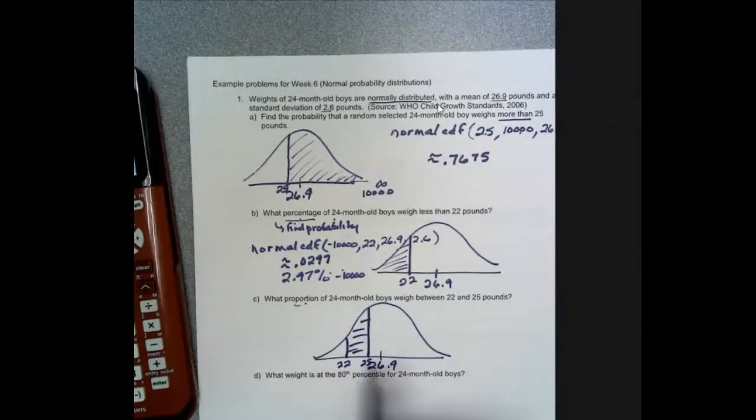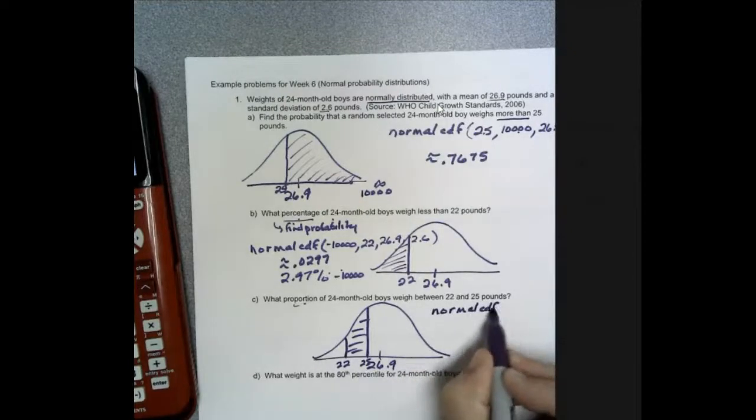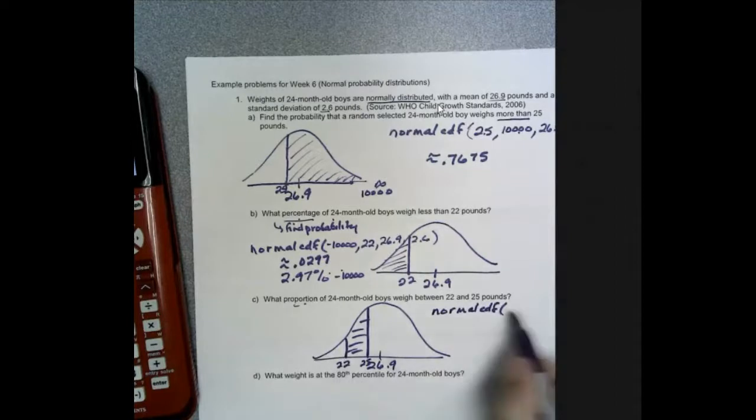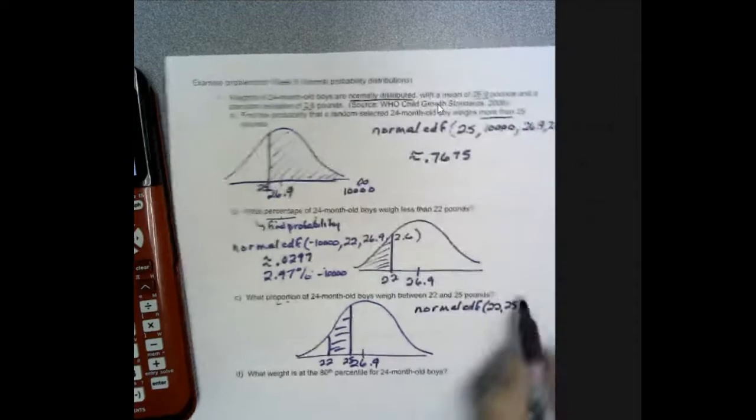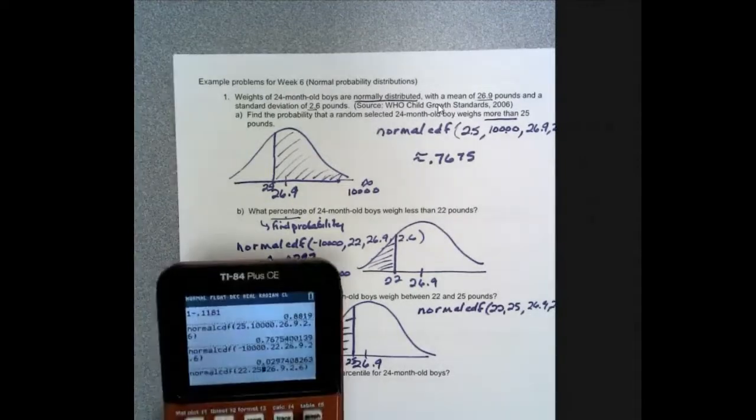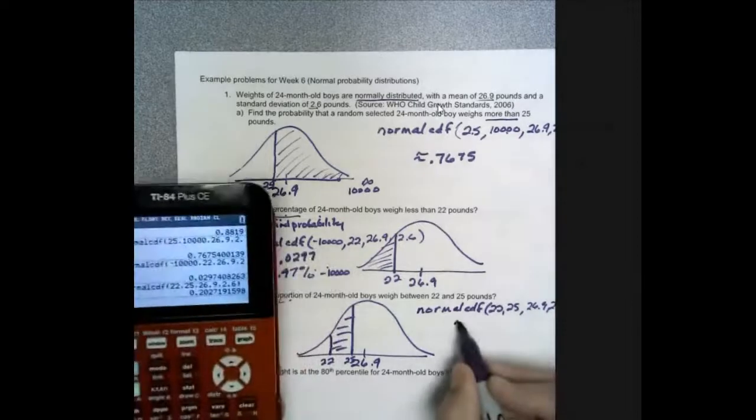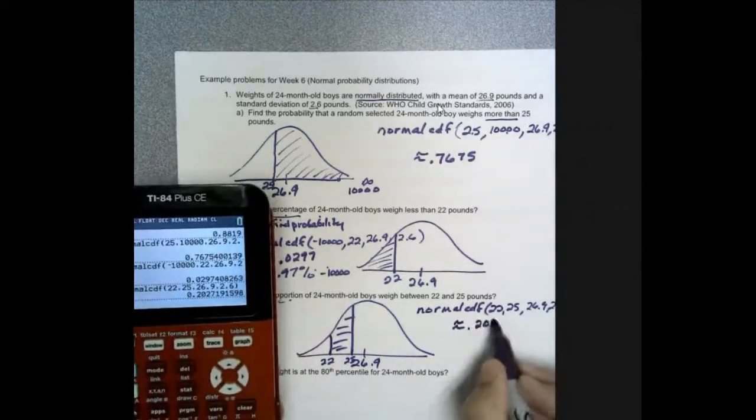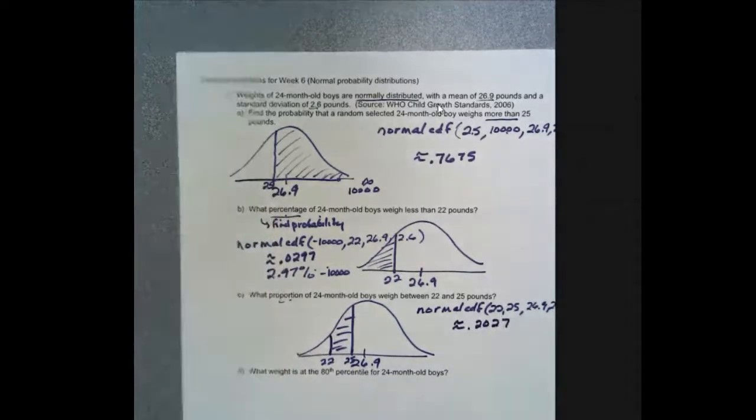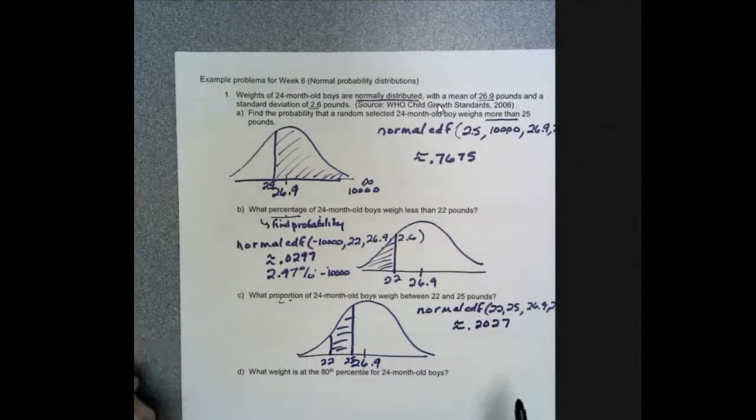So this one is actually really easy. I'm still using my normal CDF. My lower bound is going to be 22 and my upper bound is going to be 25. And then I'm putting in my mean and my standard deviation. Same mean, same standard deviation. And this gives me 0.2027. And since it asks for a proportion, I can just leave it like this.